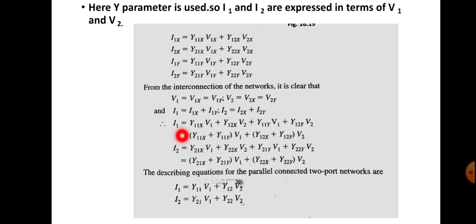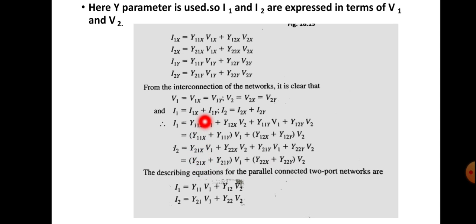Similarly, another equation is I2 will be equal to I2x plus I2y from the parallel combination. Here I2x is this equation, and here you know that V1x is V1 and V2x is V2. So you write the equation like this. Similarly, I2y is this equation, and here V1y is V1 and V2y is V2. So you can write the equation, and here you can take the common terms outside. V1 is common in these two terms. So you will get y21x plus y21y into V1 plus y22x plus y22y into V2. So now you have two current equations.